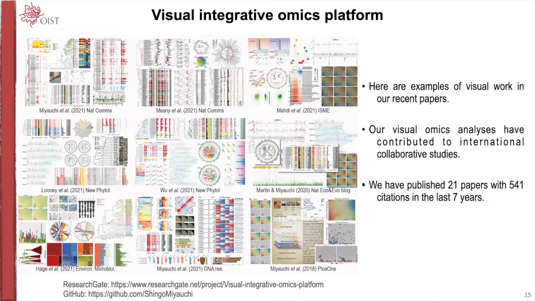Here are some examples of visual work in our recent papers. Our visual omics analyses have contributed to international collaborative studies. We have published 21 papers with 541 citations in the last 7 years.